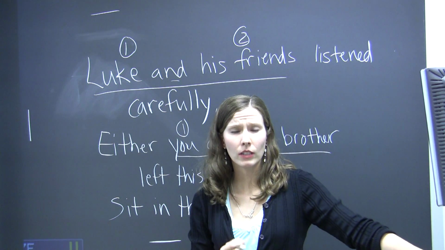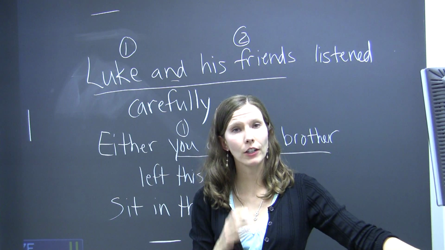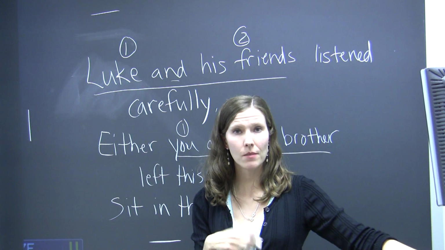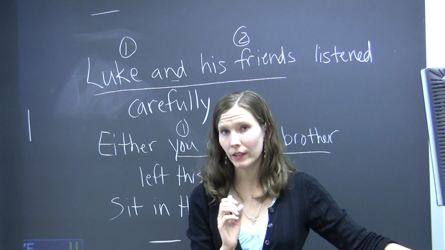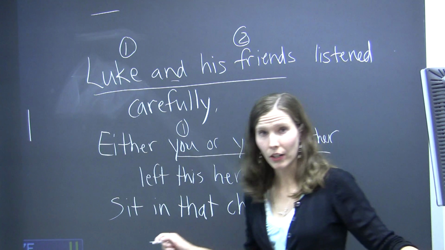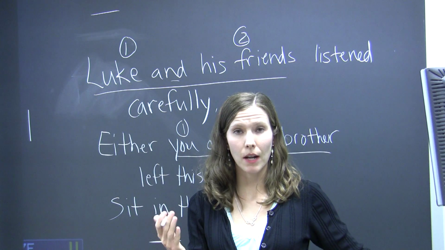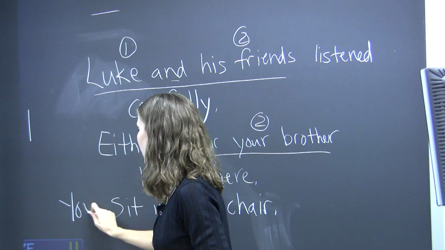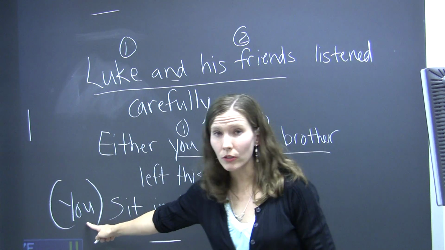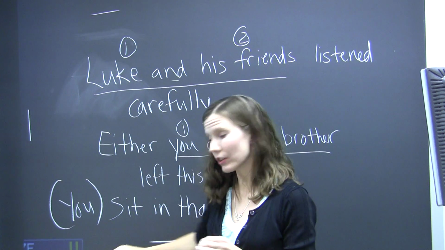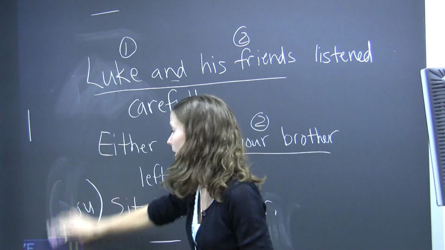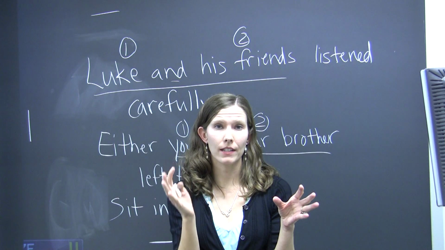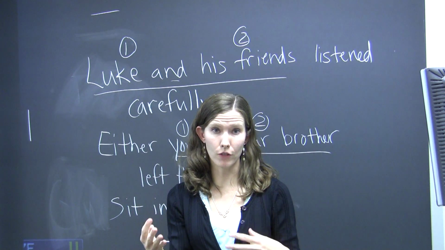There's also something called an implied subject. That occurs when the subject isn't directly stated in the sentence, but it's implied. So for example, sit in that chair. The implication is that I'm telling you to sit in that chair. So you is the implied subject, even though in the original sentence, it wasn't actually listed. Again, to have a complete sentence, you need both a subject and a verb.